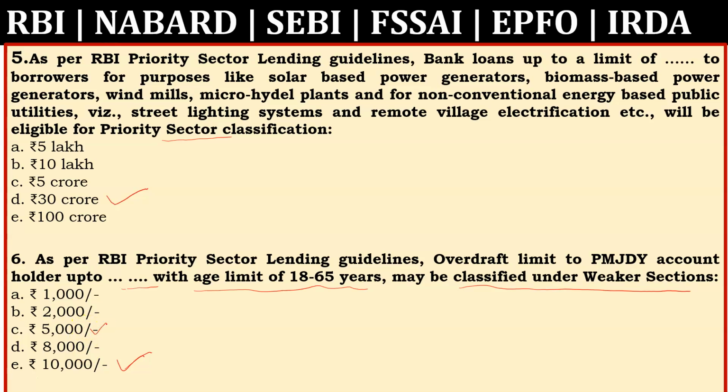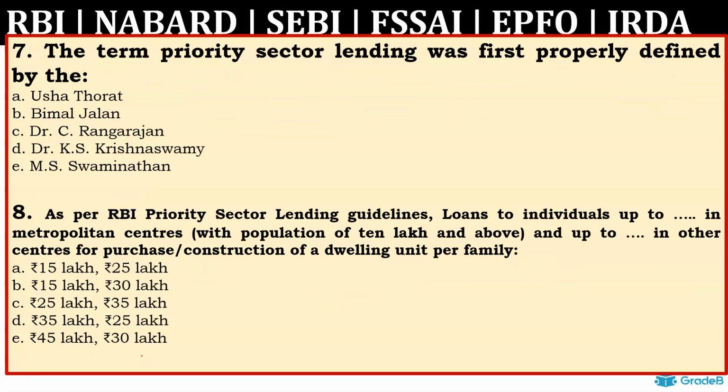Earlier it was 5,000. The age limit was also 60 years, but later it was increased from 18 to 60 to 18 to 65, and the overdraft limit was also increased. So the right answer is 10,000.